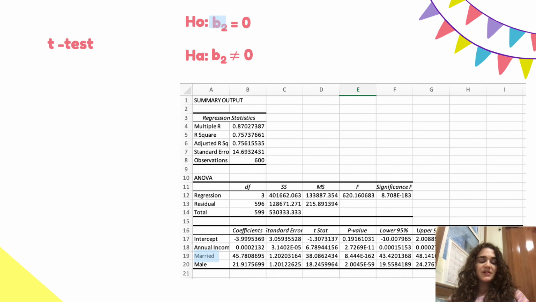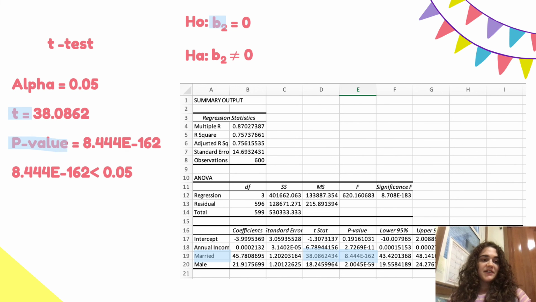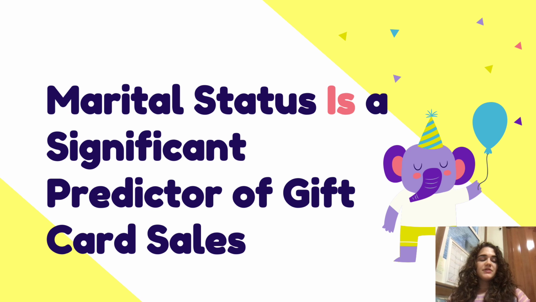So our b2 is the married coefficient, so alpha is 0.05. The t-value is under here as 38.8062, and our p-value is right next to it as 8.444 e negative 162. Of course, this value is much less than 0.05, which means we can also reject our null hypothesis, which leads to a conclusion that marital status is a significant predictor of gift card sales.